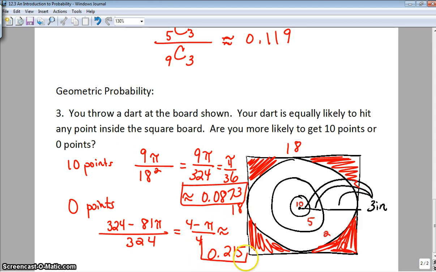Okay, so the probability that I'm going to get 10 points is 0.0873. The probability that I'm going to get 0 points is 0.215. So I am more likely to get 0 points than 10 points.